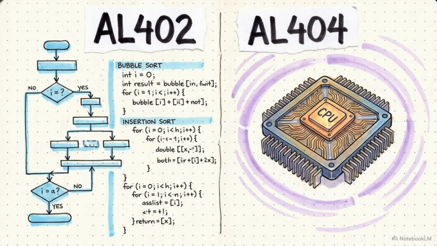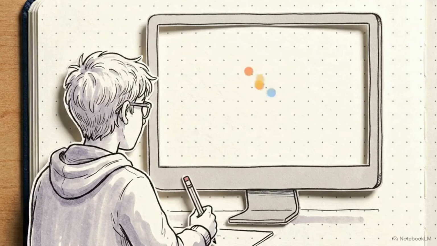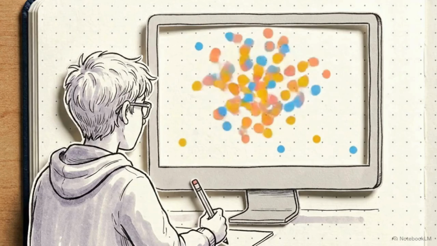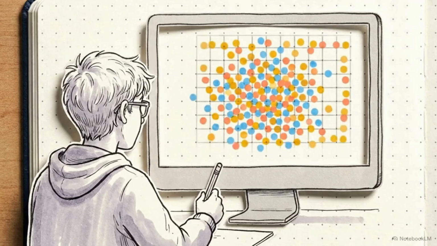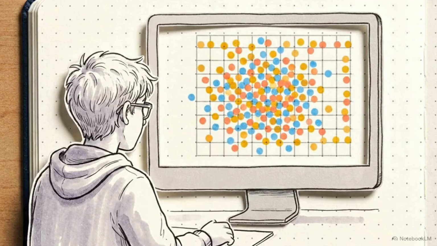The second pipeline is the logic and hardware layer. Here, we pair AL 402, the analysis and design of algorithms, with AL 404, computer organization and architecture. Algorithms teach you how to solve complex computational problems, like searching vast datasets, without wasting time or computing power. It is the study of efficiency.